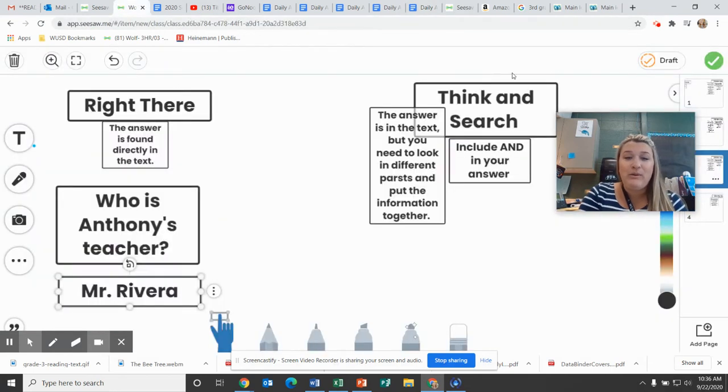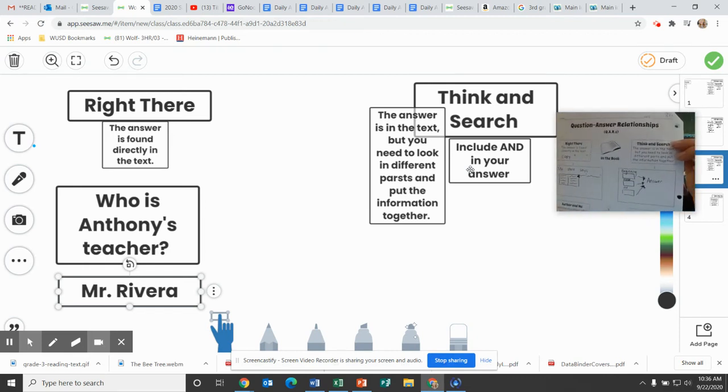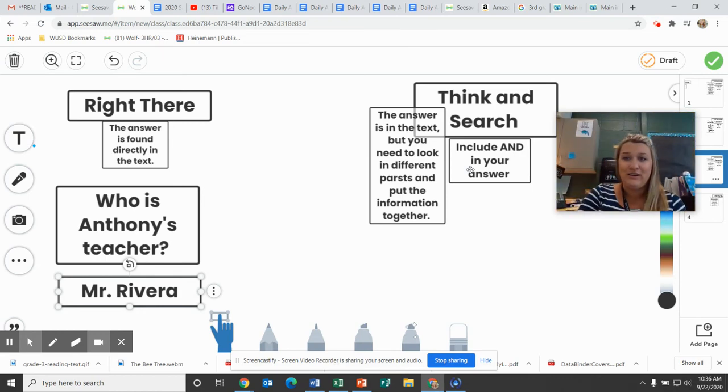All right, let's keep going. We want to do a think and search. So this one we're going to need to know multiple parts of the story, so we can't do this one till the end. Okay? We have author and me and on my own to think about as well.